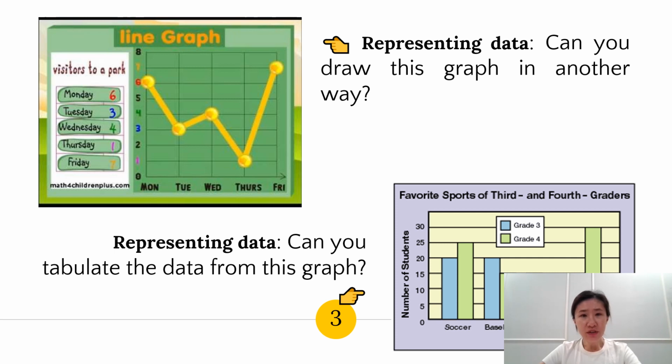So similarly, for these 2 examples, can you draw this graph in another way? So think of other forms of representation that is suitable for each type of data that you can see here. Remember to write it down so that you can present your answers in class.